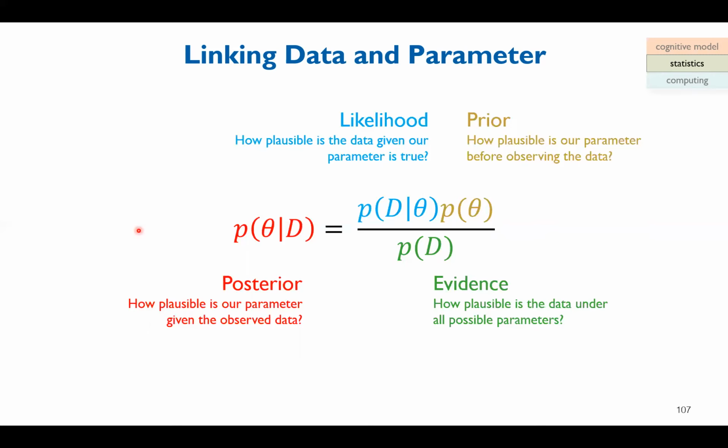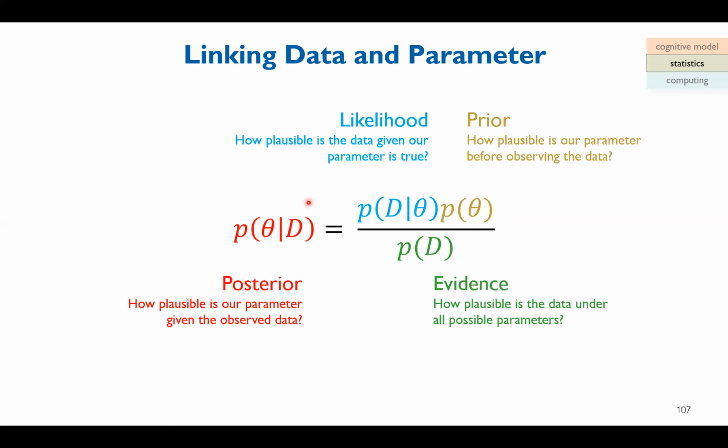So this one, the left-hand side, is called the posterior. Posterior means how plausible is our parameter given the observed data. It's quite straightforward because this is a conditional probability, right? Given D, what is the probability of the unknown parameter? So this is the posterior. After we have observed the data, it is called a posterior distribution or probability.